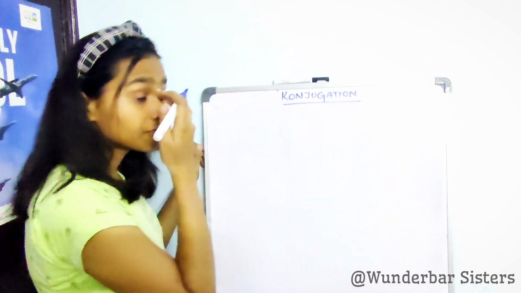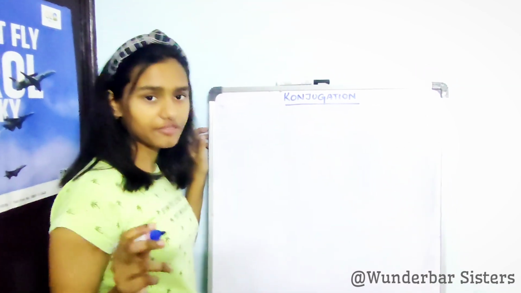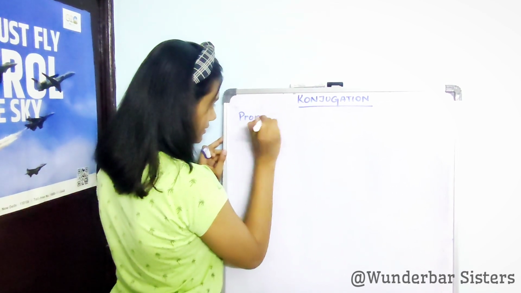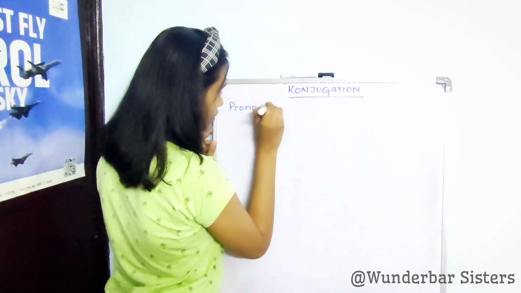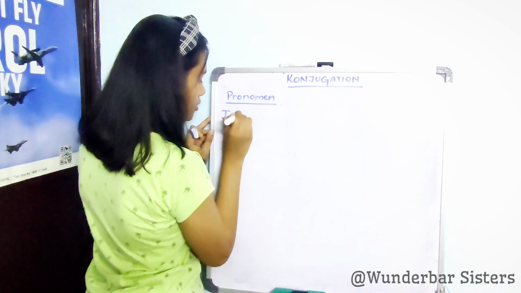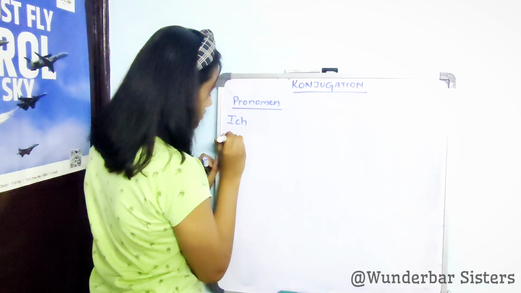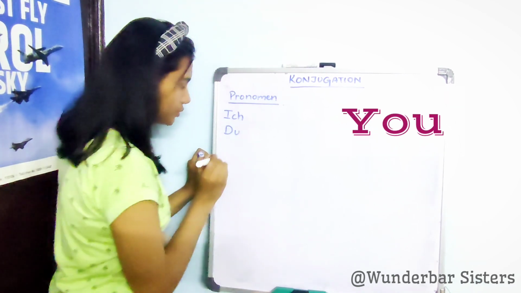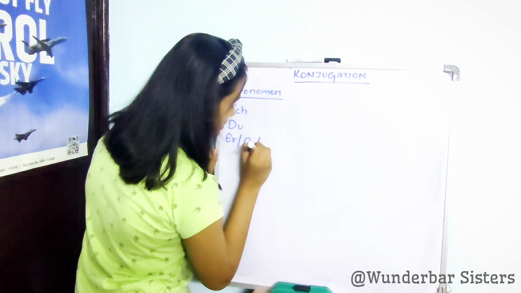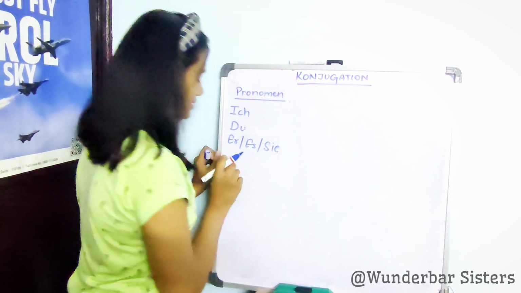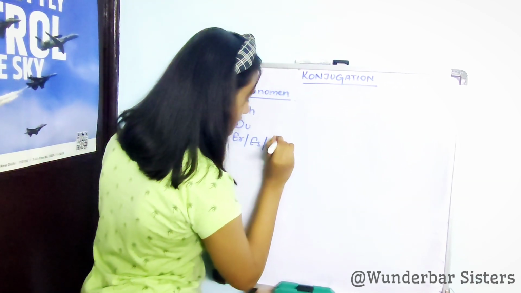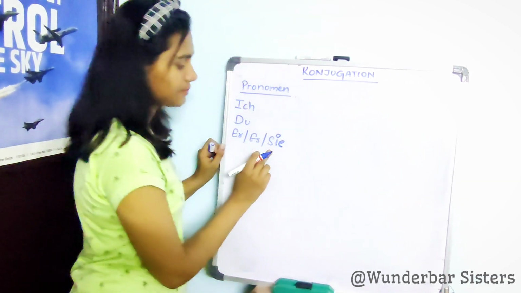So there are a few rules that we have with each and every pronoun. Pronoun is known as Pronomen in Deutsch. And we have ich, which is I, du, which is you, er, es, sie. It is respectively for he, it, and she. So we have a small s for sie.